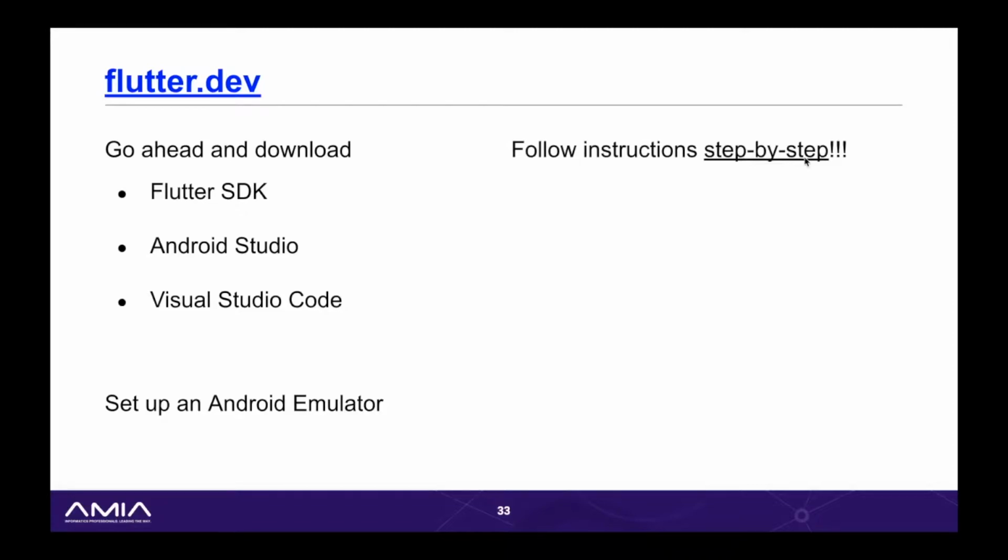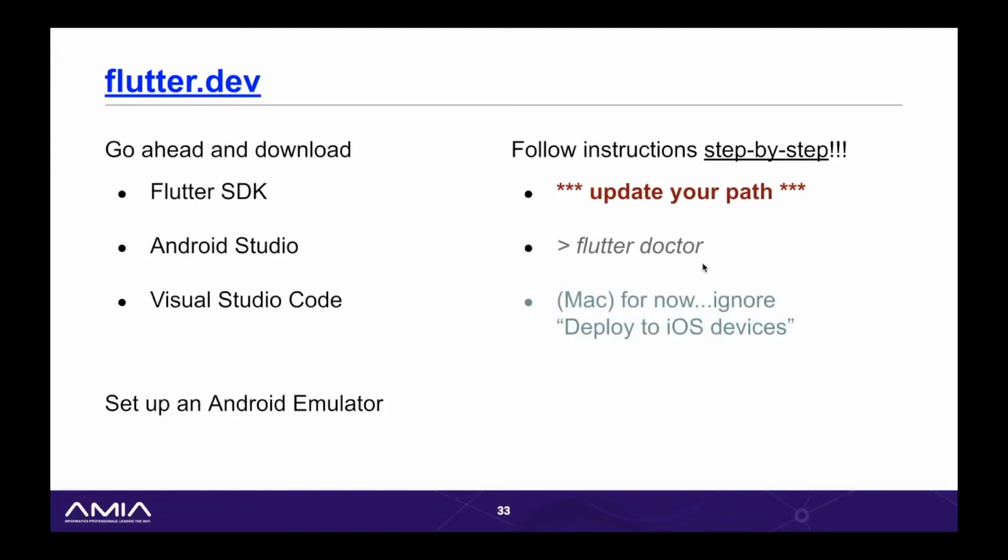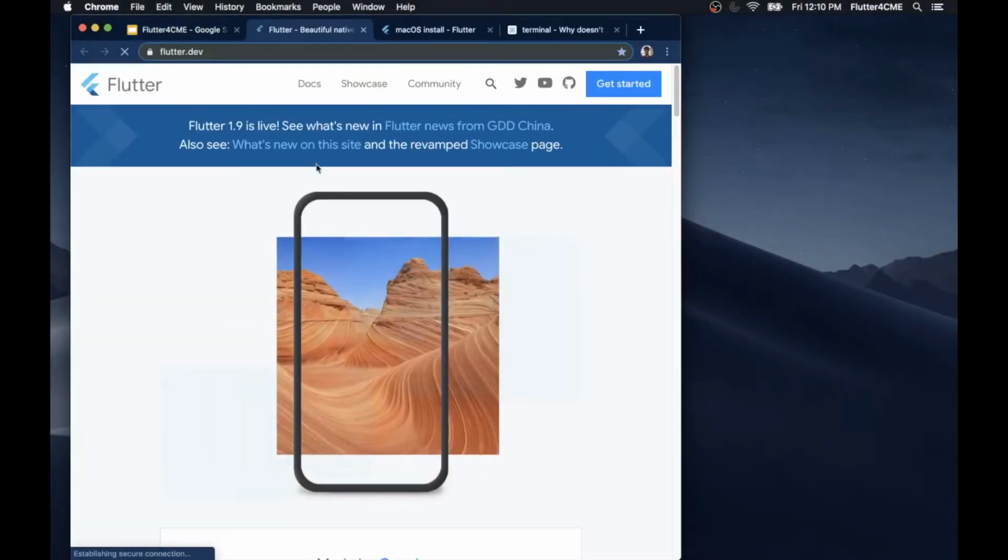There is one thing that can be variable and a little bit of a pain with regards to your path, and so I will focus on that just a little bit. But a good rule of thumb is if you can run Flutter Doctor, it'll actually tell you what you still need. The only exception to this rule is when we say deploy to iOS devices. I'm ignoring those steps for now. All right, let's go ahead and get started.